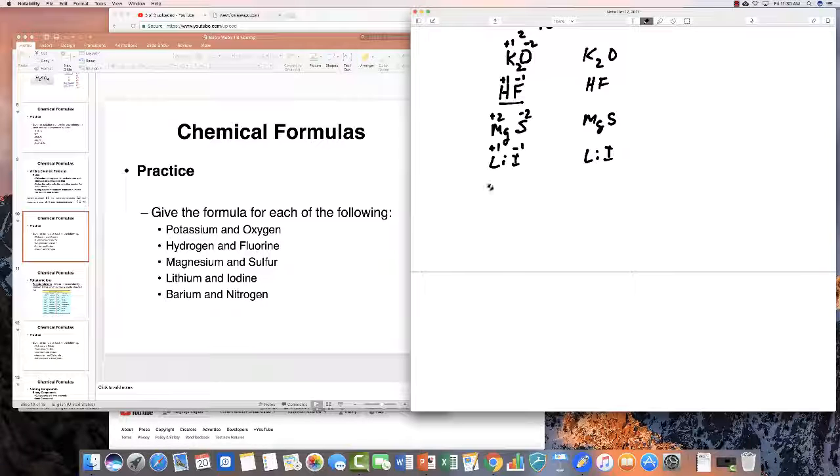And then last, barium and nitrogen. Nitrogen is a 5A element, so it's minus 3. Barium is a 2A element, it's plus 2. Least common multiple is 6. 2 goes into 6 3 times, so it's barium 3. Oh, excuse me. 3 goes into 6 2 times, so it's Ba3N2, barium nitride.